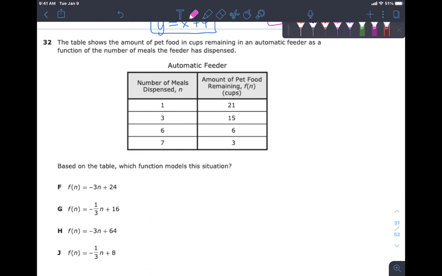All right. So the amount of pet food in cups remaining in an automatic feeder as a function of the number of meals the feeder has dispensed. Based on the table, which function models this situation? So I look at those answer choices and I'm like, oh, I see just n's. Angel, what happened? What's wrong?